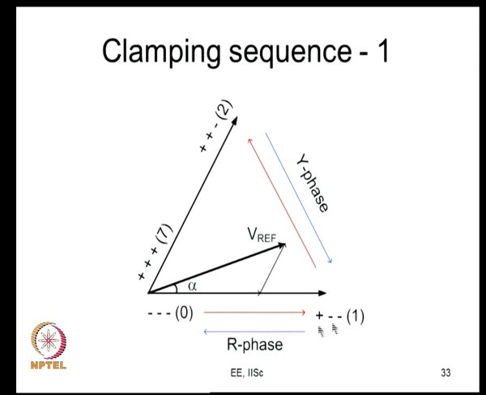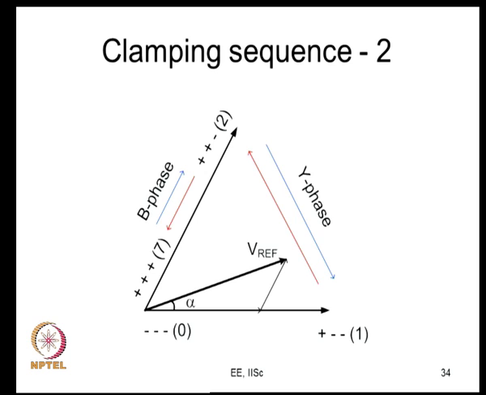You can see B is negative here, B is negative here, B is also negative here. B phase is clamped to the negative DC bus, and so we call it a clamping sequence, and this is clamping sequence 1, where a phase gets clamped to the negative bus. There can be another clamping sequence. For example, you can avoid this zero state 0 fully.